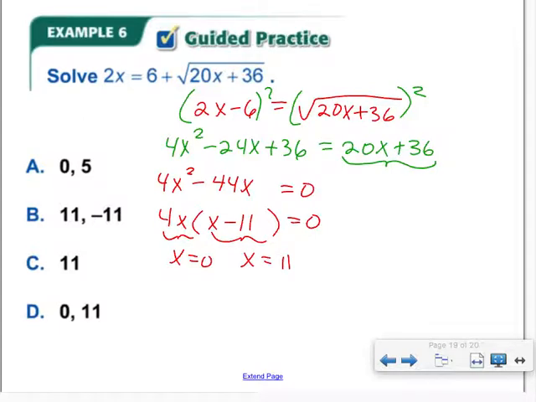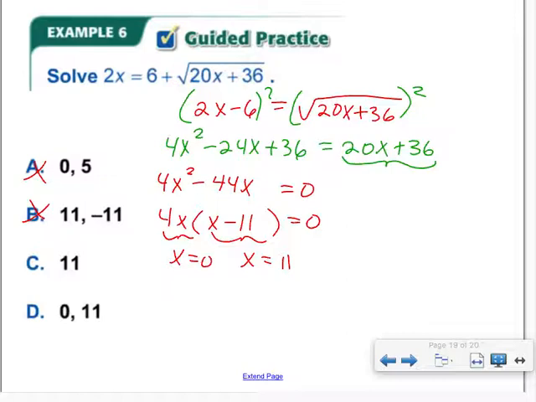Now remember, this is a square root. So we know right now it can't be a or b. So it's either c or d. So what's the one that's causing an issue? Well, the one that's causing an issue is 0. We know 11 must work.